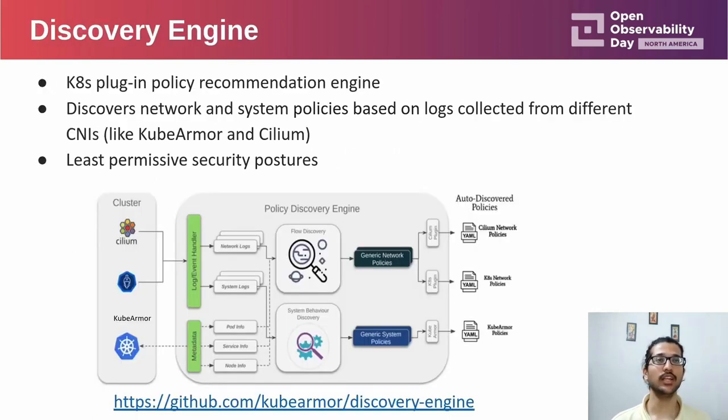I'm glad to tell you that we at KubeArmor are already working on such a policy discovery engine, and we call it Discovery Engine. It is an open source recommendation engine which works as a K8s plugin. It consumes the visibility information from container network interfaces across multiple clusters and has the ability to auto-derive a least permissive security posture from it. The engine leverages aggregation techniques to reduce the number of policies discovered, uses pod labels for rule specifications, and handles discovery across multi-dimension for both networks and systems. Discovery Engine easily integrates with CNIs like KubeArmor or Cilium and can ensure their easier adoption.